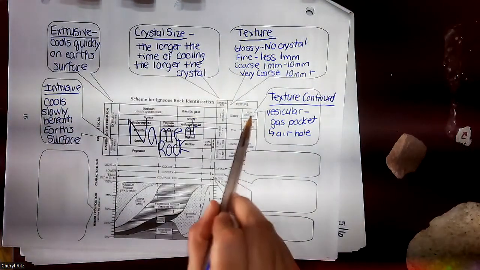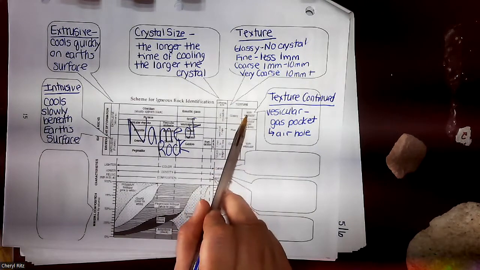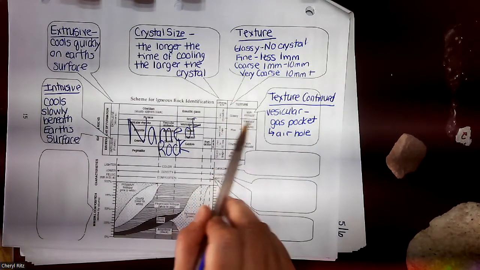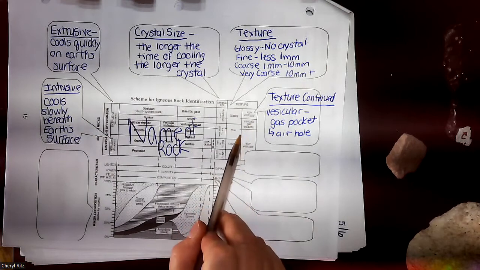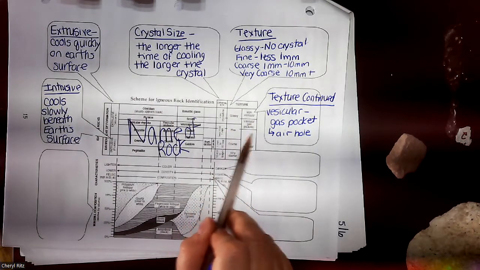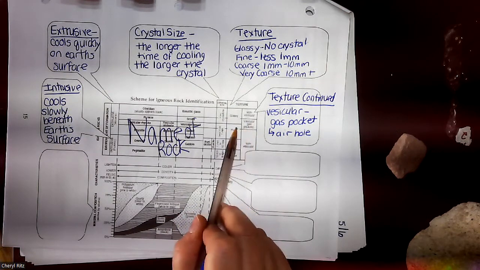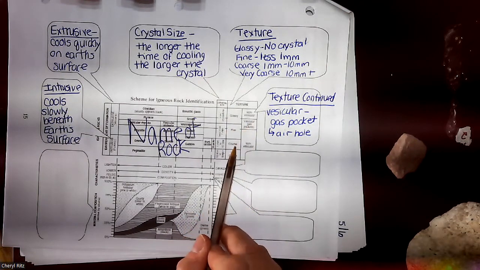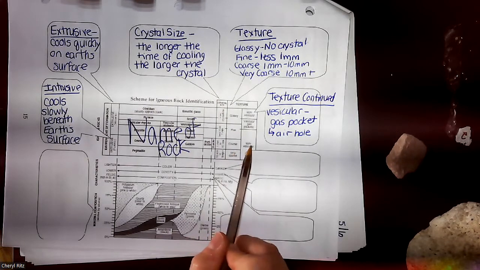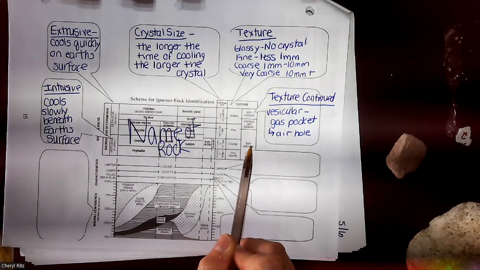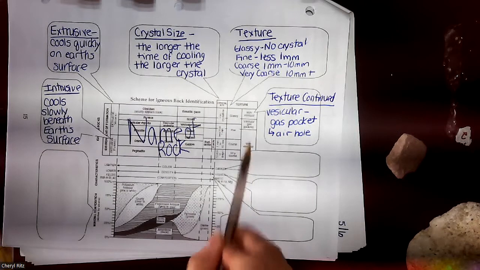So what you can see is some glassy can be non-vesicular, but some glassy can be vesicular. Same with fine. Some of the fine are in the non-vesicular group, but the rest of the fine are in the vesicular. But coarse and very coarse, they cool too slow. The air does not get trapped. It has time to leak out. They're all non-vesicular.